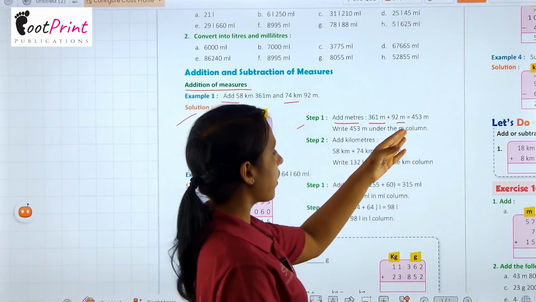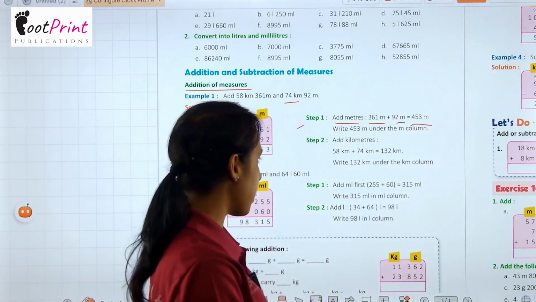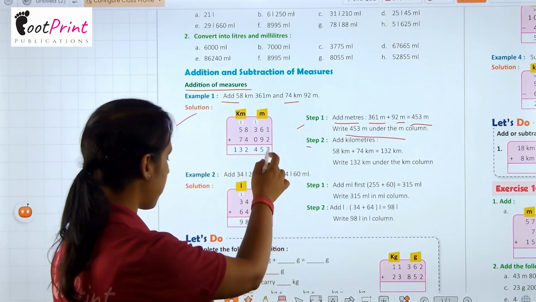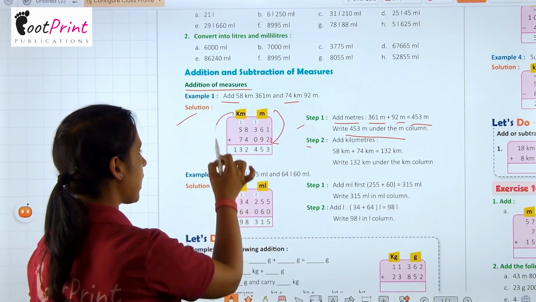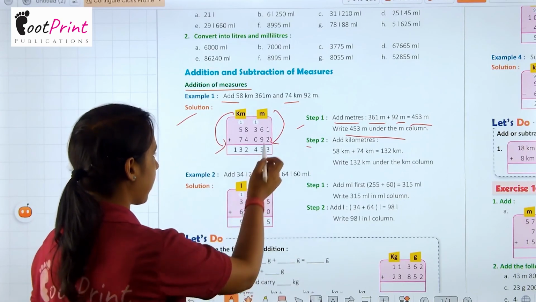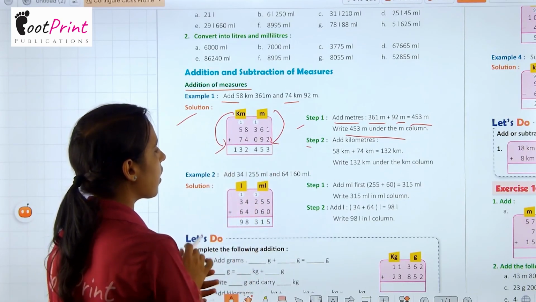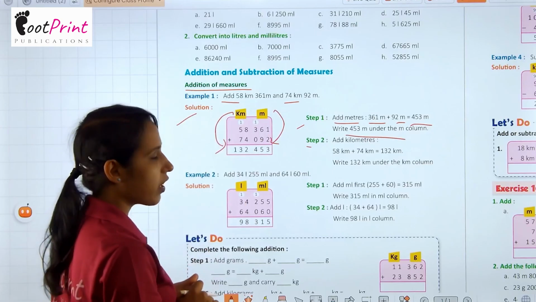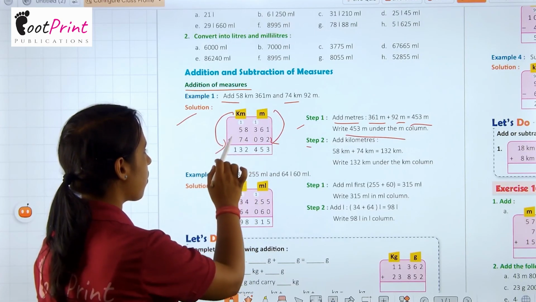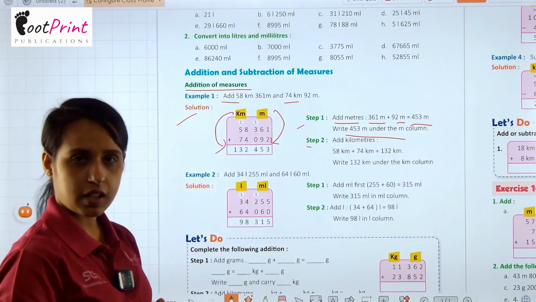So we get here 453 meter. Okay, in the meter column. Here we make a meter column and a kilometer column and then put the values. After that we will add it. 1 and 2 is 3, 6 and 9 is 15, 1 is carried over here, we have 4, 8, 4, 12, 1 is here, 5 and 7, 12 and 1, 13.